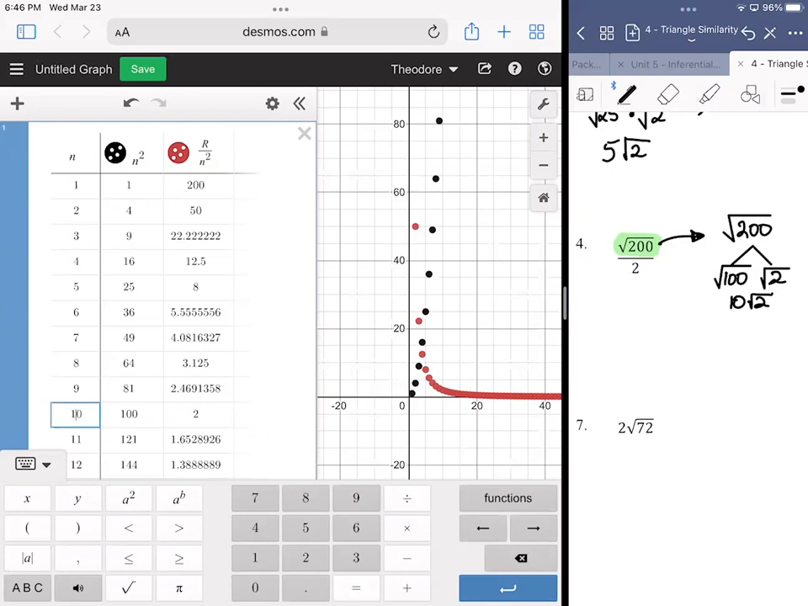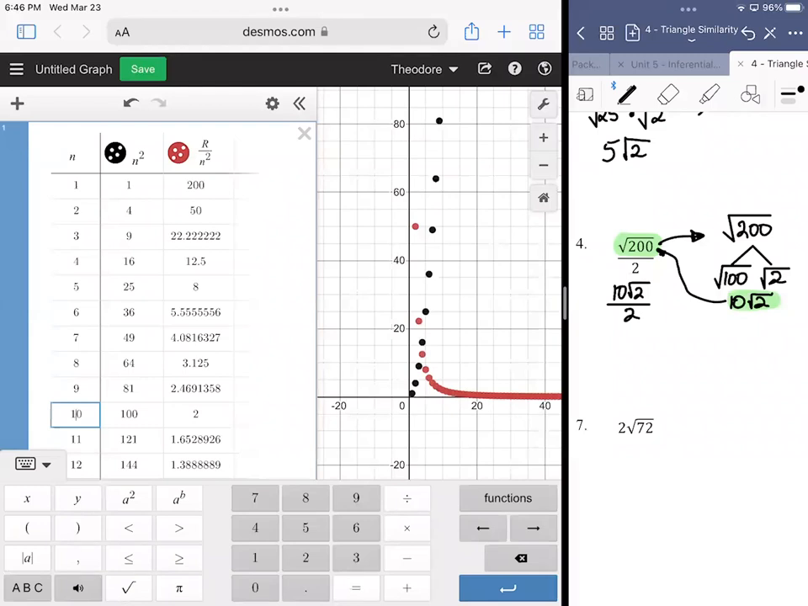Now, questions 1 through 3, that was it. That's all we had to do. But now it's part of a fraction, right? So what I would do is replace this radical with this new simplified form. So I'm looking at 10 radical 2 over 2.